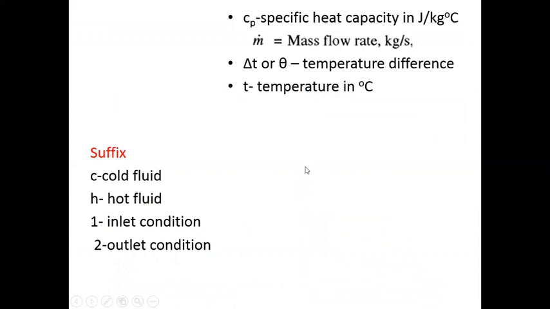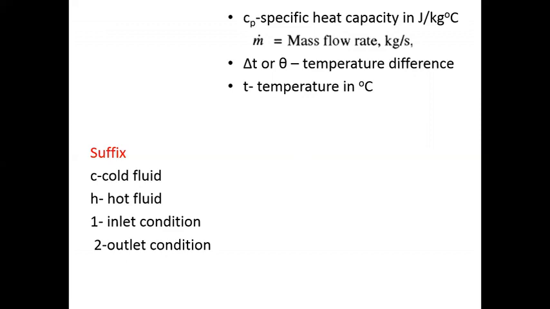Before going into analysis, let us see the nomenclature and notations used for the analysis throughout. If C is used as suffix, that means it is cold fluid, and on the other hand, if H is a suffix, it is hot fluid. Suffix 1 represents inlet condition of the fluid, and suffix 2 represents outlet condition of the fluid.